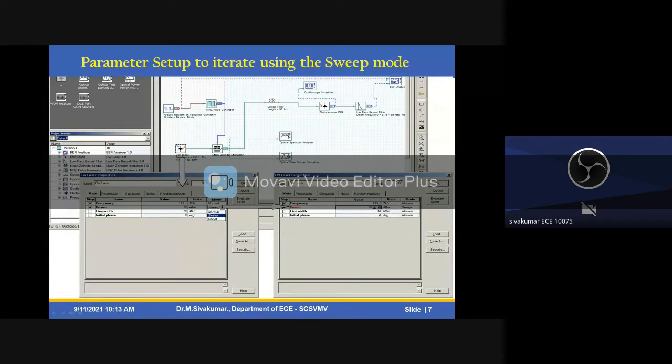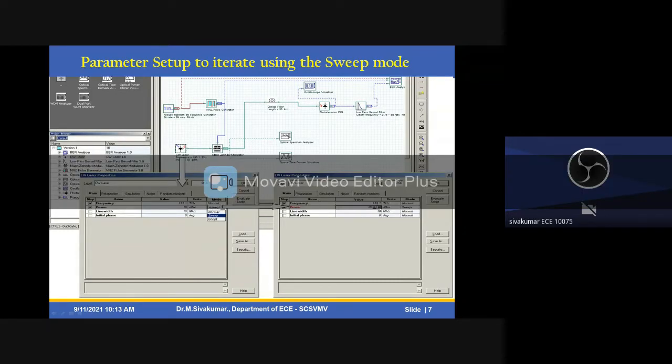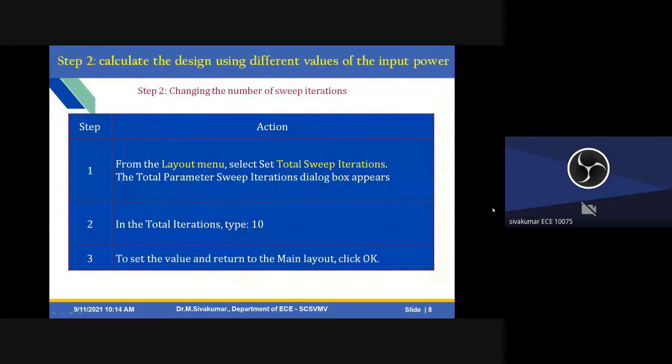Just listen to the procedure. Double click on CW laser, go to frequency and power. You set the frequency and power. In power, you give the iteration value. Iteration sweep mode, just select. There are three modes available in the drop down list. You select sweep mode and then go to power. You set the value as 10 dBm. You set the frequency as 193.1 terahertz. The next one, calculate the design using different values of input power.